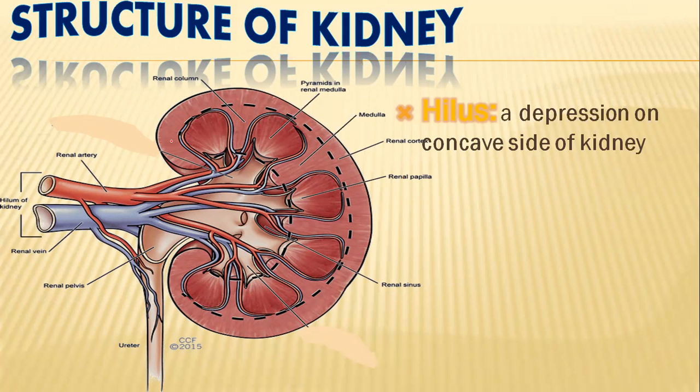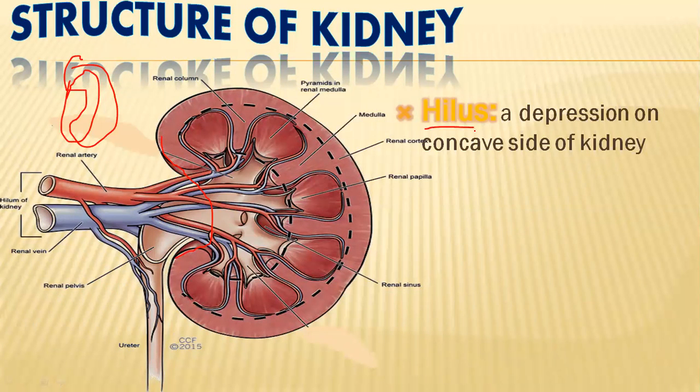But first of all, we will see that the kidney has a depression which makes it a bean-like structure like this. This depression is called the hilus or hilum. That hilus is depressed from here. It has a great role because in this depression, lots of vessels are entering or leaving the kidney.